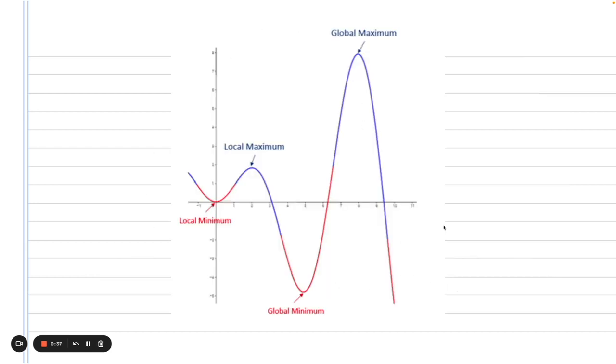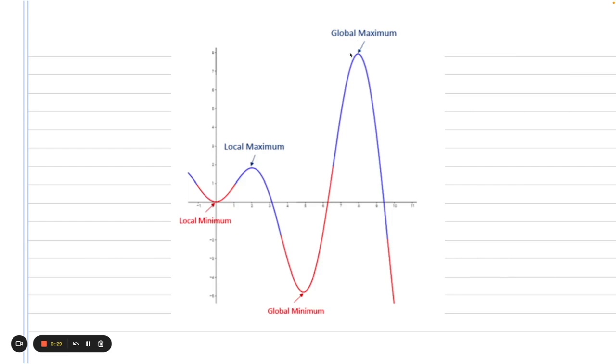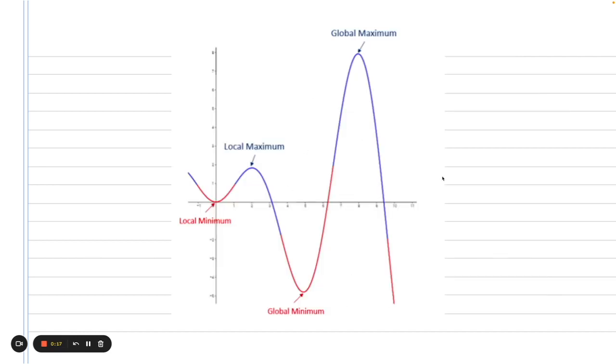So here would be the graph, visually speaking. As you can see, the global maximum is also known as the absolute maximum or minimum point here. So it's the highest or lowest. And a local minimum or maximum is where the function attains its highest or lowest value in one interval.